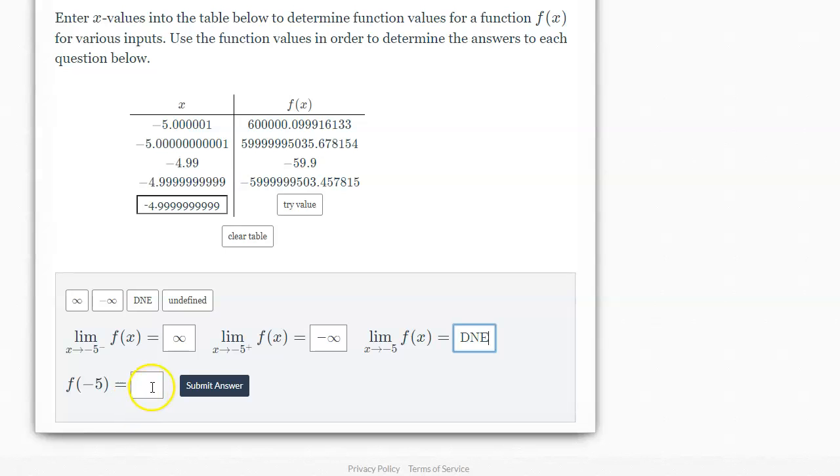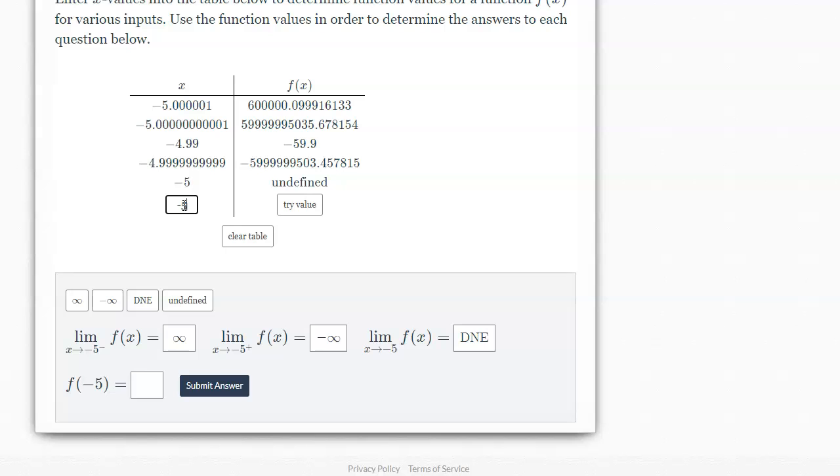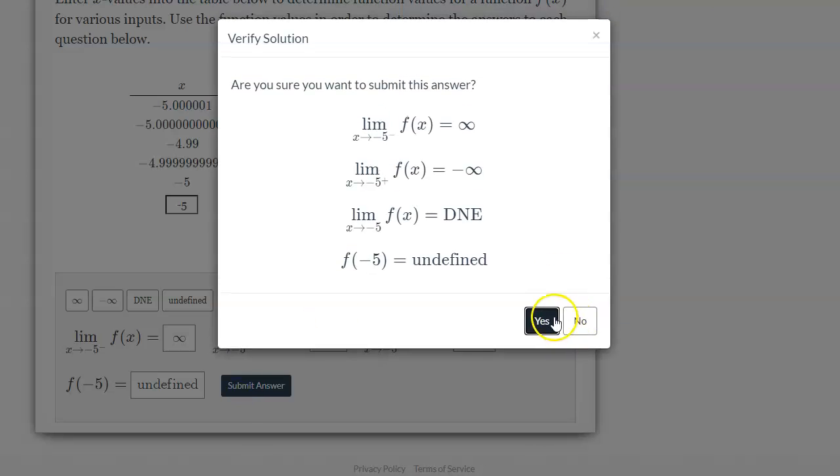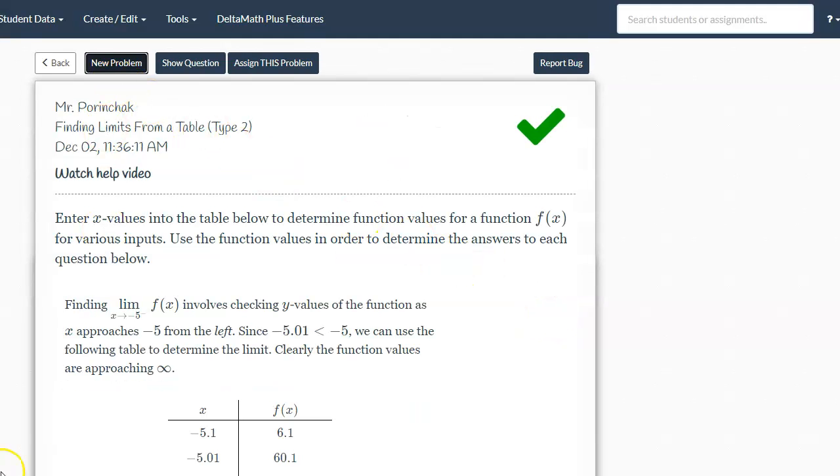And then lastly, they also want us to investigate what happens at negative 5. All you have to do is type in negative 5. It's so easy. Obviously, the answer is undefined. Hit submit answer, get that green check, and you're good to go.